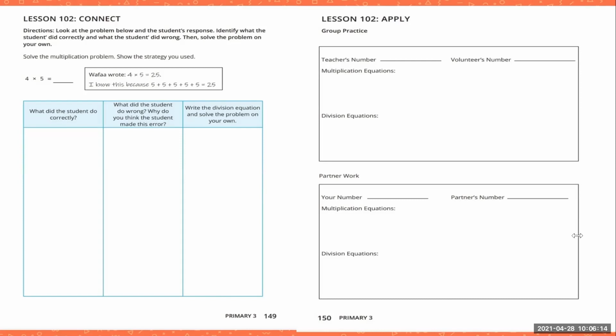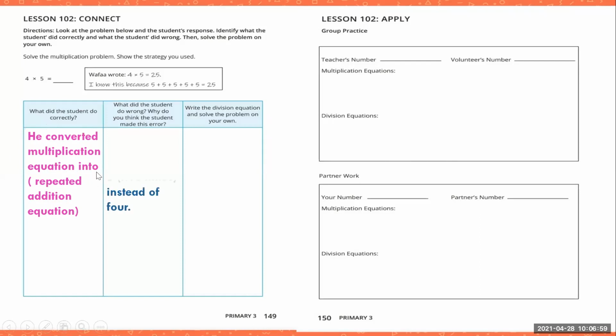Great, excellent. It's not correct, because here she repeated 5 five times. So she made something correct and something wrong. The correct part is that she converted the multiplication equation into a repeated addition equation. She knows that we can repeat the number by repeated addition instead of multiplication, and it's correct. But she repeated 5 five times, so it's wrong. She should repeat 4, 5 times, or 5, 4 times.